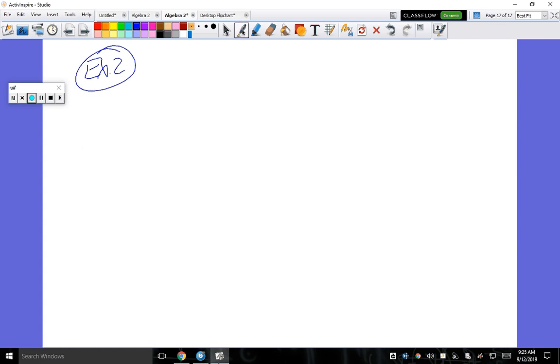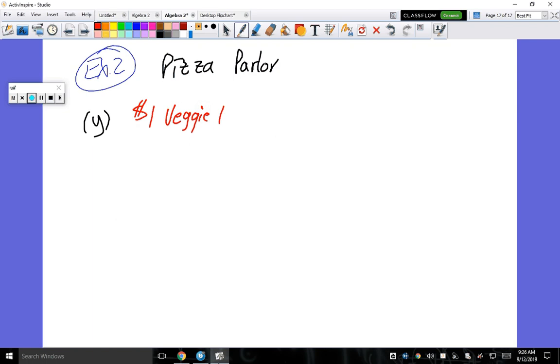It's a pizza parlor. So already you can definitely relate and put yourself in the problem, especially if you like pizza. And I'm going to have two variables. I'm going to have y, that represents $1 for veggie toppings, and an x variable that represents $2 for each topping that are meat toppings.